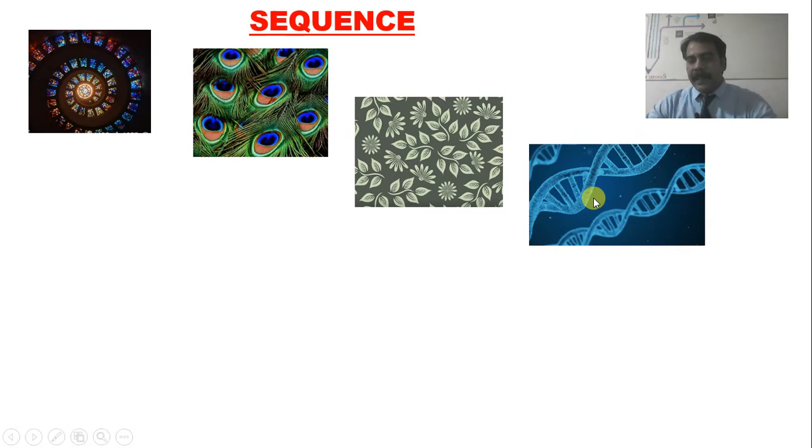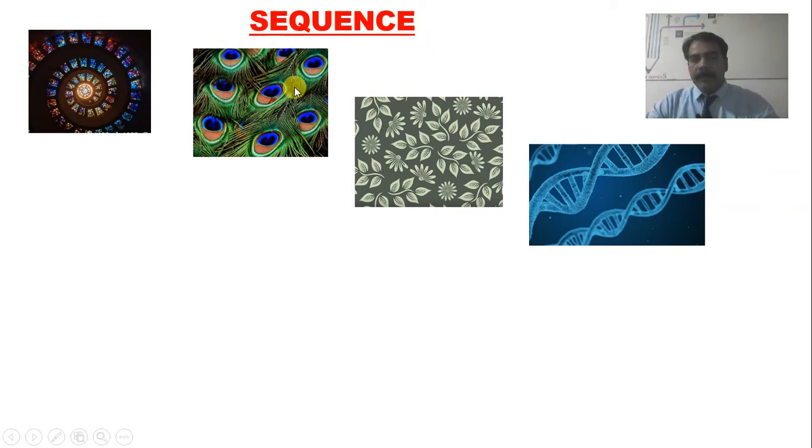In DNA we can see that the strands are also arranged in a particular order or in a definite pattern. So what we can analyze here is that every picture has some hidden pattern in it. A specific pattern is found in them. This definite pattern or definite order found in all these pictures is known as a sequence.